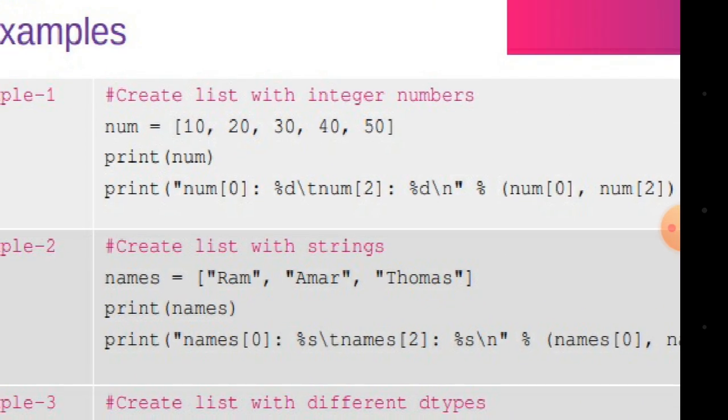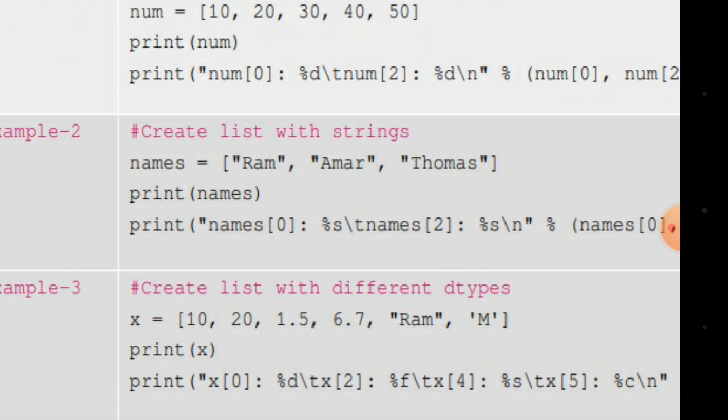Next, how do we create a list with integer numbers? Simply we take the integer numbers, assign them to one variable, and print that list. So it will give the integer number list. How do we create a list with strings? The same concept is there, but for strings you have to write the string inside the two inverted commas. So we follow the same thing.